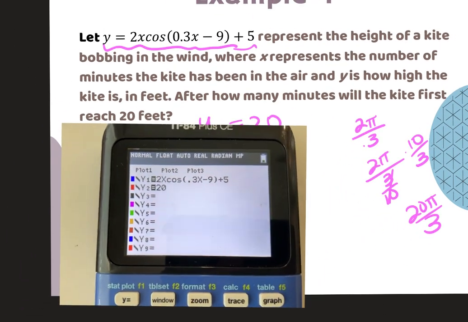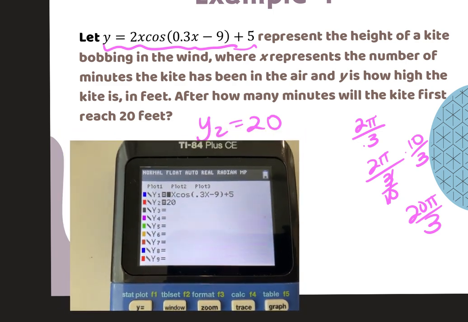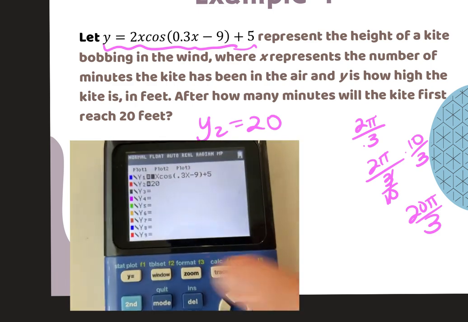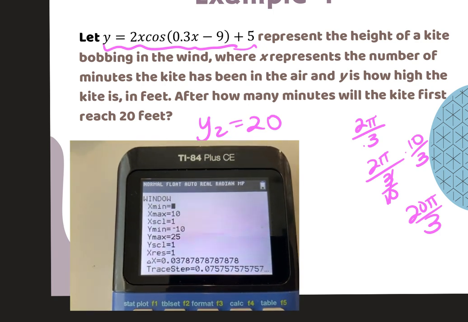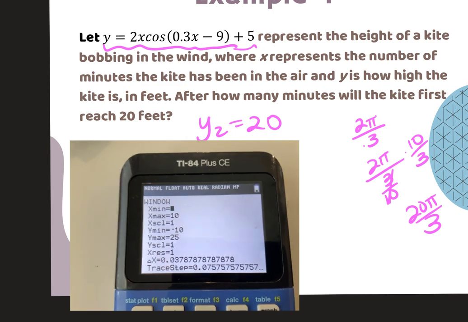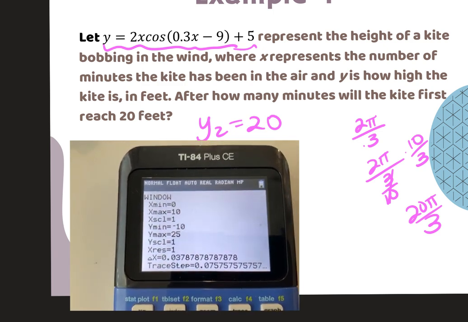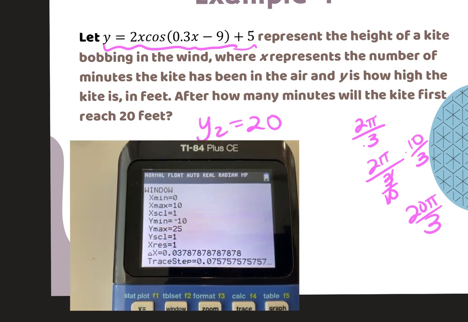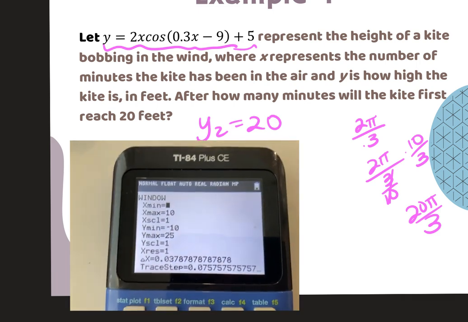All right, so let's talk about what's going on in my calculator. I've got my y1. There is an extra x in there because that's how the equation is. So 2x cosine 0.3x minus 9 plus 5. And my y2 is 20. And then I am going to adjust my window. Time doesn't really matter, but it's not going to be negative, so I want to start at 0. And then I have it left at 10. If I needed to, let's say extend it longer, we could have done that. But you'll see when you graph. Your y min, I left at negative 10. It could have also started at 0 because it's not going to go below the ground. But I had to extend it up past the 20, so I just did 25.